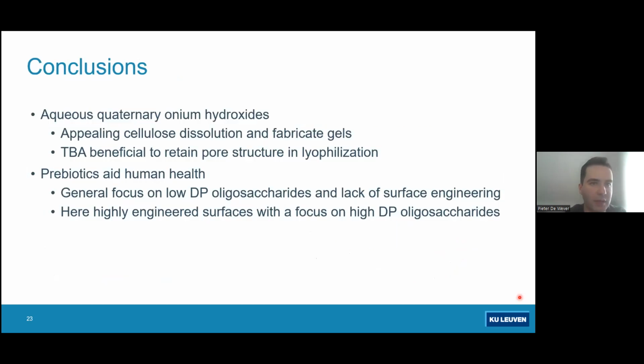So in conclusion, aqueous quaternary ammonium hydroxides are actually very interesting systems to dissolve cellulose, but also to fabricate gel beads. And tert-amyl alcohol is very beneficial in lyophilization to retain the pore structure. Prebiotics provide great aid to human health, and we observed that there was a general focus on low degree of polymerization oligosaccharides and a lack of surface engineering. So therefore, we created highly engineered surfaces with a focus on these high DP sugars.